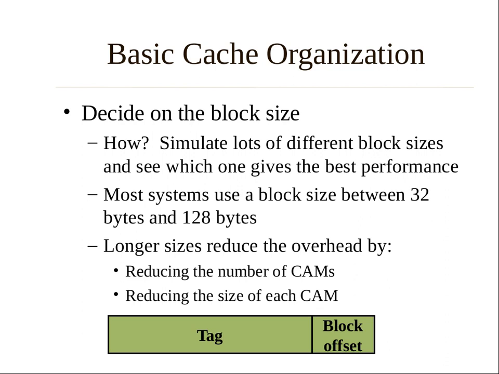Now, on the other hand, if the block size was 128 bytes, what would the block offset be? How many bits would that be? 7. Which would make the tag what? 32 minus 7, 25 bits. Yeah. We did 32 bytes, it was 5 bits. 128 is 7, because these are all powers of 2.